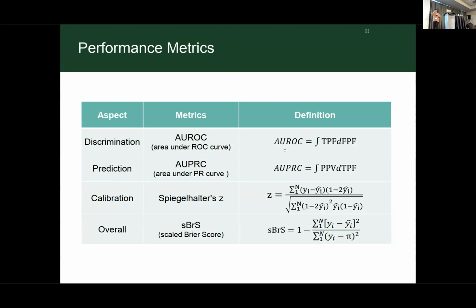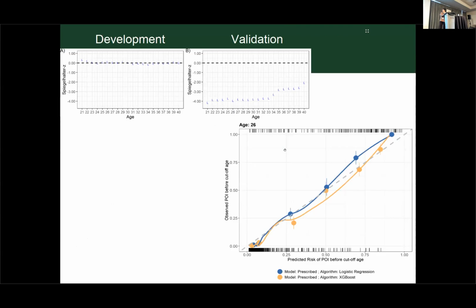If you know any elementary college-level statistics, this Z is a standard normal distribution. Z of 0 means perfect calibration. And if you have something on the validation set, it's about -4. So it sounds like pretty bad, right?